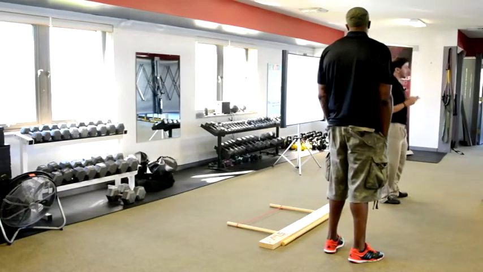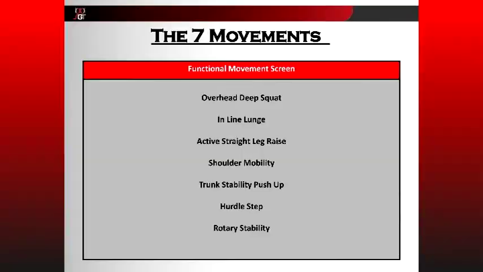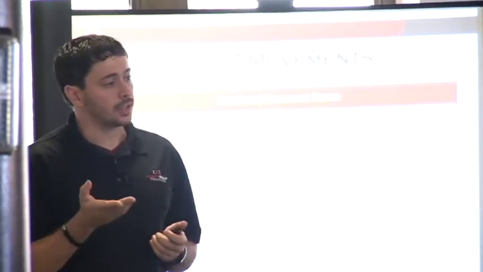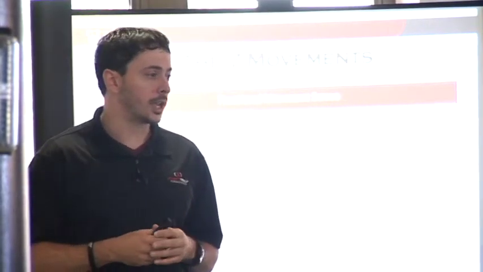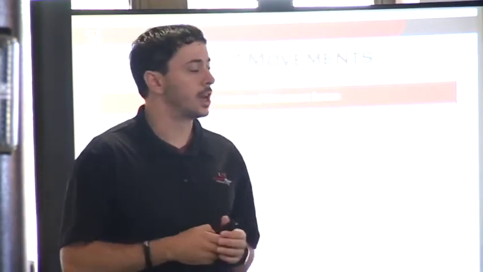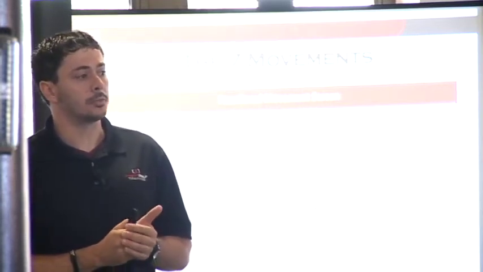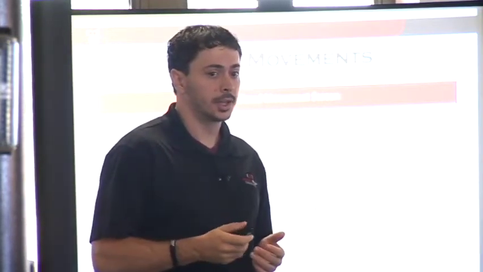The 7 movements, you're going to get to see this broken out. We've got the overhead deep squat, the inline lunge, and, it's not in the order I like, the hurdle step. Those are our big 3. Those are the big 3 movements, a lot of joints, a lot of stuff going on. Then we've got the small 4: active straight leg raise, shoulder mobility, and then the other 2, which are the trunk stability push-up and the rotary stability.